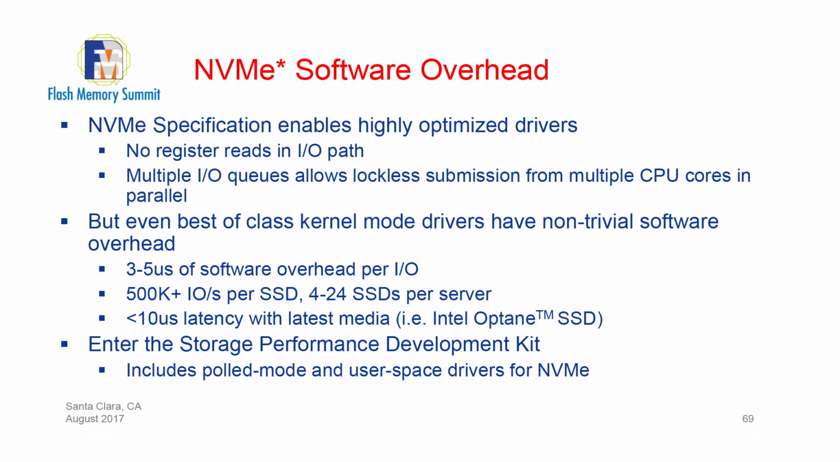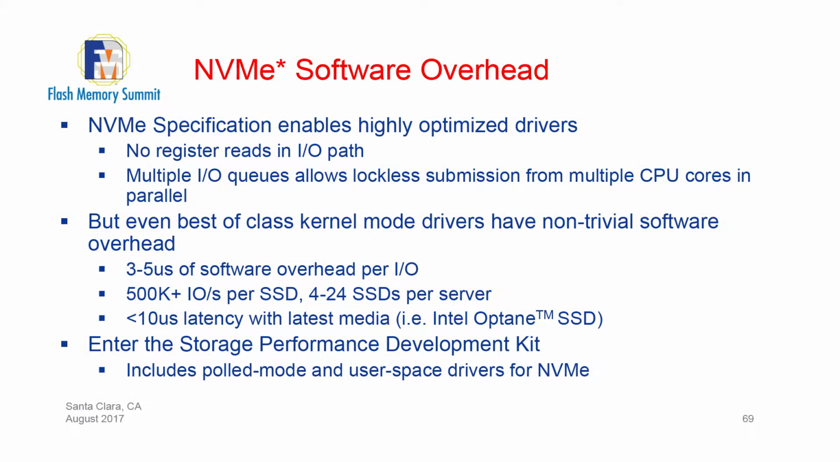But even with all of that, the best-of-class kernel mode drivers today have a non-trivial amount of software overhead. We've measured this anywhere from 3 to 5 microseconds on a per I/O basis for the Linux kernel drivers. For general purpose applications, this is generally okay, and the kernels have to support hundreds of usage models. They have to cover every usage model for every application. But for some applications, some storage appliances, there are some optimizations that you can make.